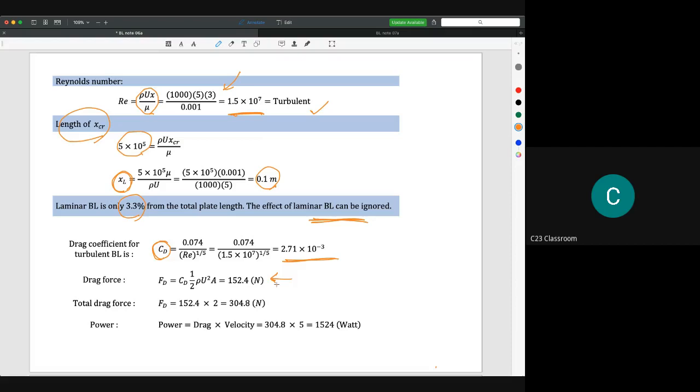However, this value is actually the drag force for one side. Because we assume that we have a thin plate here, we have a boundary layer at this area. At the same time, a boundary layer also occurs at the bottom surface here. So the drag force should be times 2 because it occurs at two faces, two surfaces. So the total drag force is 304.8 Newton. And to calculate the power here, we multiply the drag and the velocity, so we get around 1524 watts.